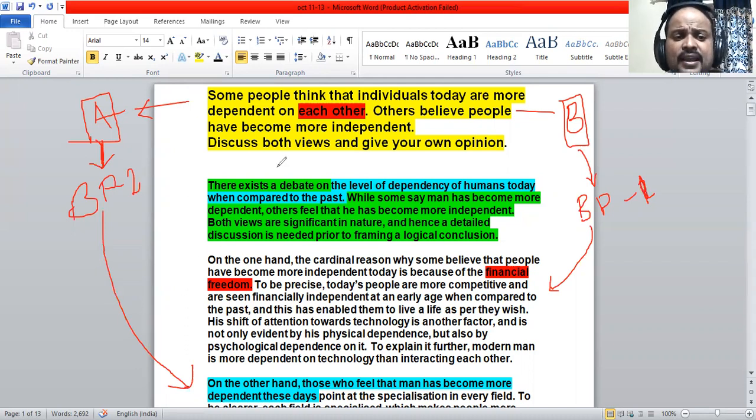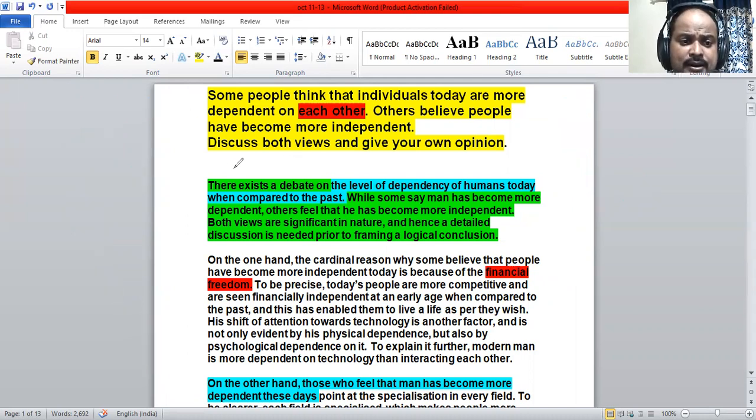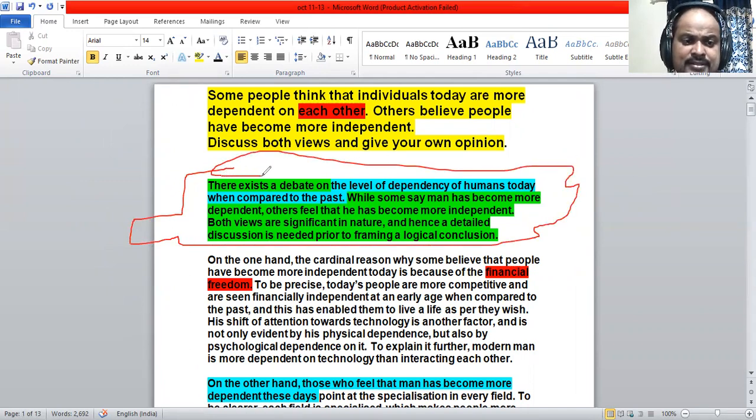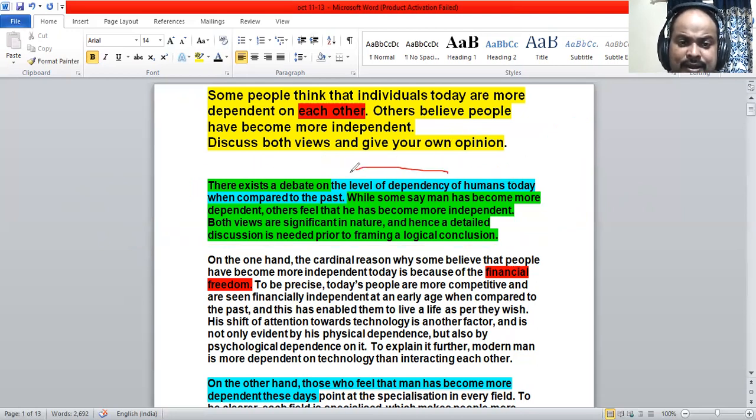Now, let's move ahead with the first particular part, that is the introduction. There exists a debate on the level of independency of humans today when compared to the past. So the level of dependency is the question. So here is the topic of these two arguments. These two are groups of people, they argue on this particular topic. The topic is the level of dependency. So this is the core topic of argument.